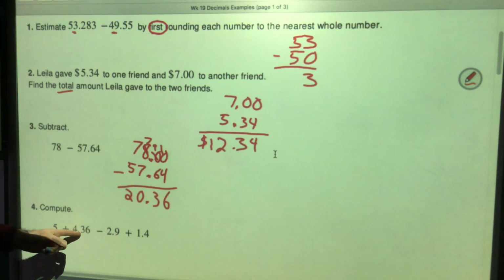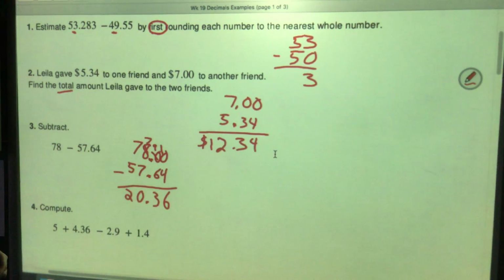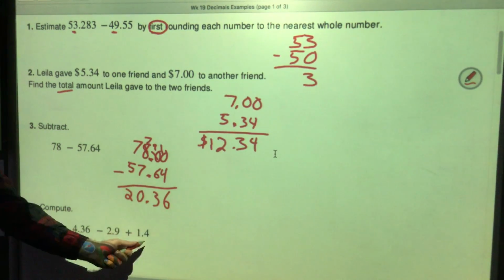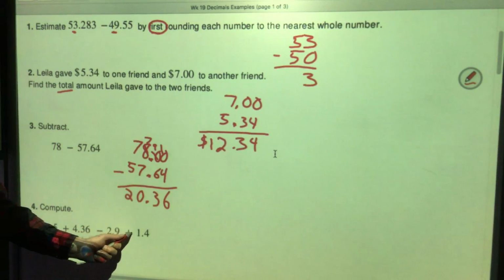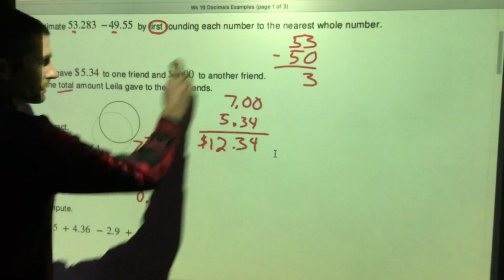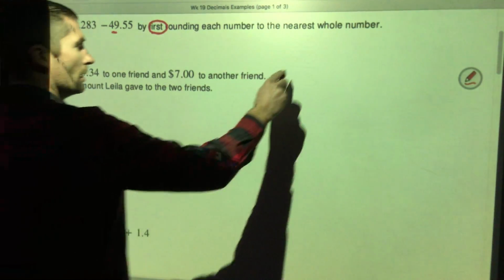Okay, compute. 5 plus 4 and 36 hundredths minus 2 and 9 tenths plus 1 and 4 tenths. Order of operations. We look for any parentheses? No. Any exponents? No. Multiplying or dividing? No. Add and subtract? Now we add and subtract from left to right. So we're going to add, then we're going to subtract, then we're going to add. So let me do this up a little higher. I can just do each step one at a time.